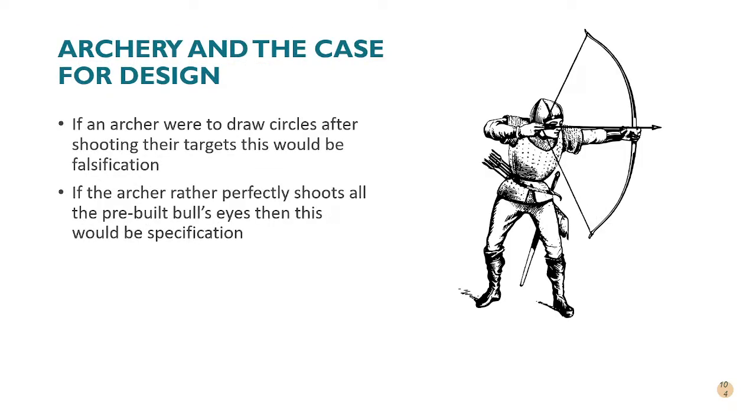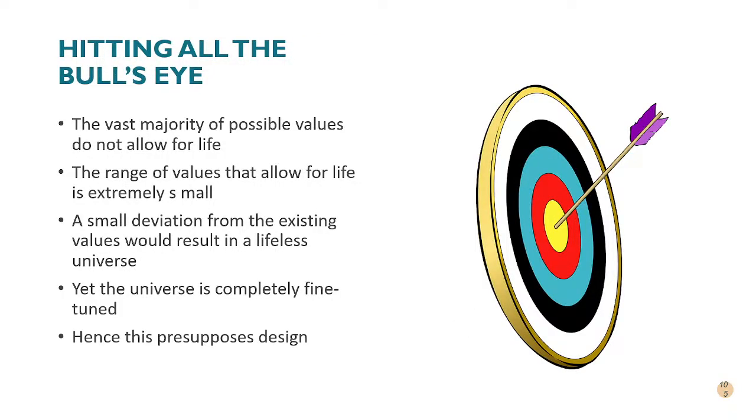Or take the example of an archer. Here's an analogy of an archer hitting all their targets. If after hitting, the archer were to draw circles around where he shot the arrows, that would be falsification. It would be fraud and forgery. But if the archer were to perfectly hit the bullseyes that already existed, this would be specification.